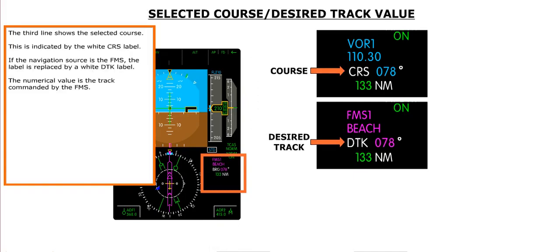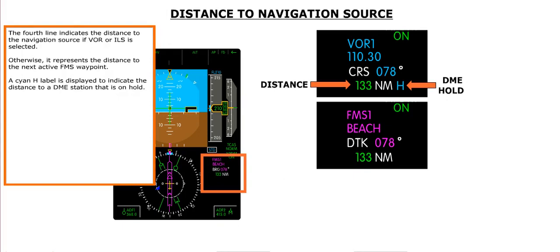The third line shows the selected course. This is indicated by the white course label. If the navigation source is the FMS, the label is replaced by a white DTK label. The numerical value is the track commanded by the FMS. The fourth line indicates the distance to the navigation source, if VOR or ILS is selected. Otherwise, it represents the distance to the next active FMS waypoint. A cyan H label is displayed to indicate the distance to a DME station that is on hold.